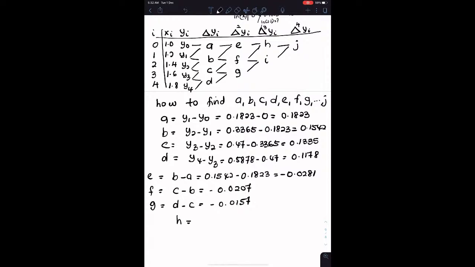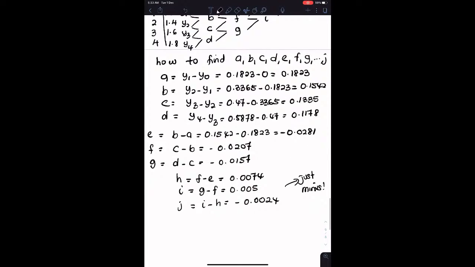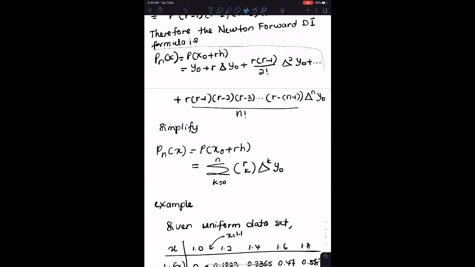F is similar, as C minus D. And H is F minus E, and I is G minus F, and J is I minus H. So just minus, no need to divide. Very easy. Be careful when using the Newton forward different formula.